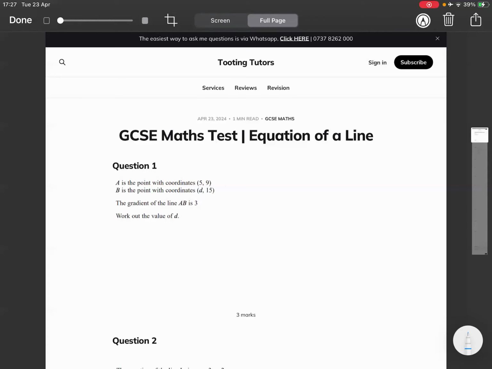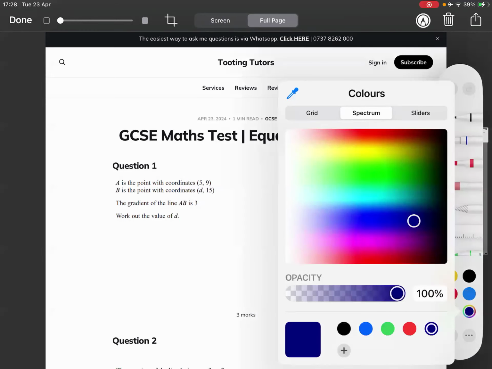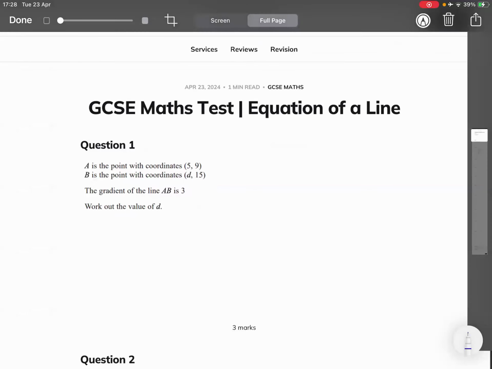This first question is testing us on the formula for the gradient, and we just need to remember that the equation of a gradient is change in y divided by change in x. So gradient equals change in y divided by change in x. We already know the gradient, so we're working backwards. So 3 equals 15 minus 9 divided by d minus 5. And we have to solve this equation.